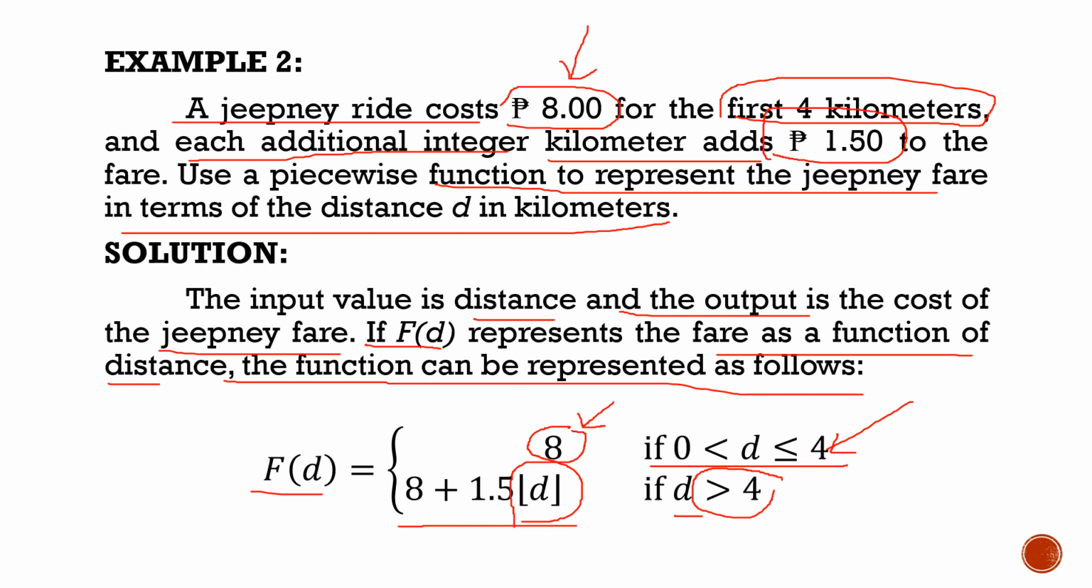So if we travel 8 kilometers, there are an additional 4 kilometers, so we multiply 1.5 by 4 plus the fixed value here, which is 8, no? So that will be equal to 14. We need to satisfy this condition if and only if d is greater than 4, or the distance that we travel is greater than 4.